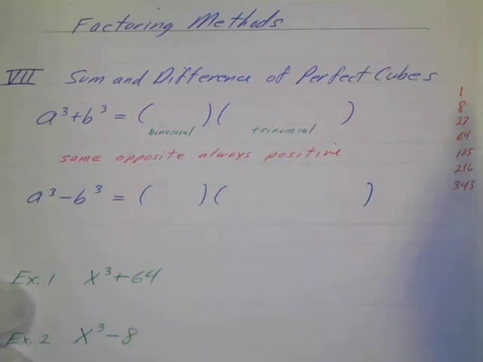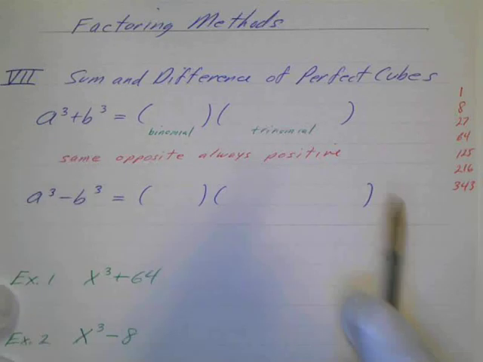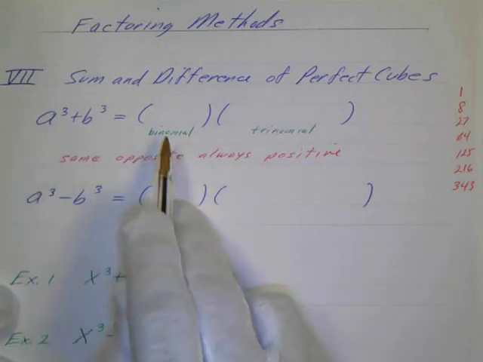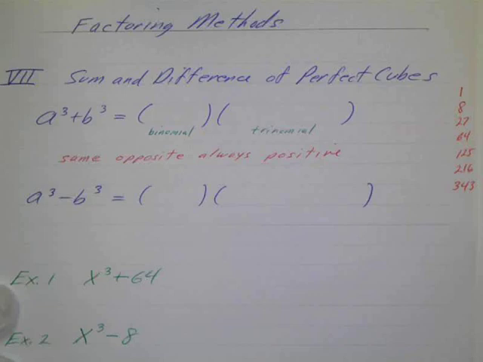Now, here's some perfect cubes. 1 cubed is 1, 2 cubed is 8, 3 cubed is 27, 4 cubed is 64, 5 cubed is 125. 6 times 6 is 36, times 6 is 216, so that's 6 cubed, and 7 times 7 is 49, times 7 is 343, so that's 7 cubed. So these are some of your perfect cubes. All right? So if we've got the sum of perfect cubes, we know that this will factor to be the product of a binomial times a trinomial. We'll never see that. Sum or difference of perfect cubes.